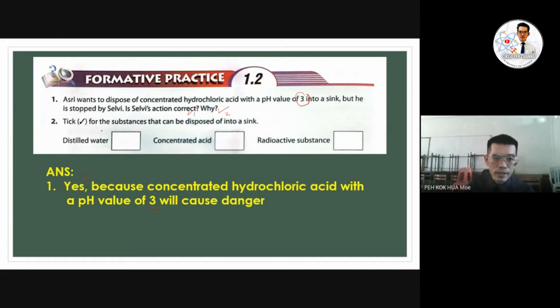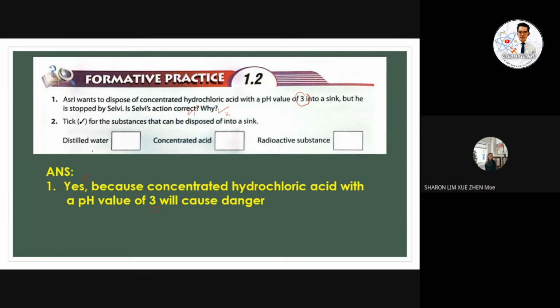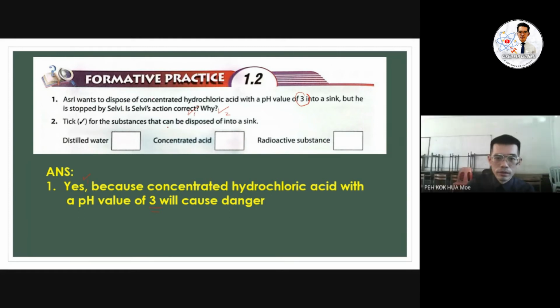For the second question, pick the substances that can be disposed of into a sink. First, distilled water: can we dispose of it straight away into the sink? Anybody can answer me? Distilled water can be disposed of straight away into the sink, which means the chemical is safe. Yes, we learned this already. So distilled water is considered a safe liquid which we can dispose of straight away into the sink.